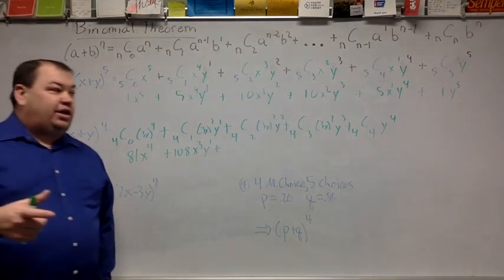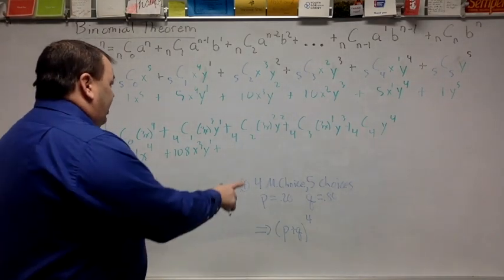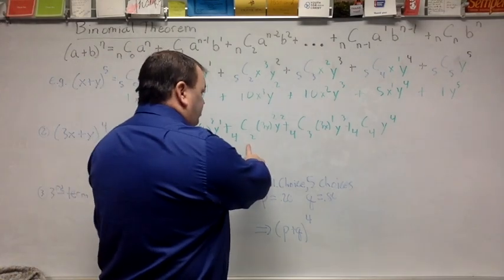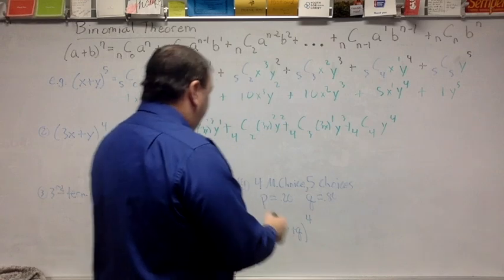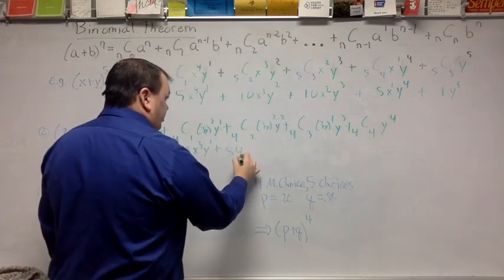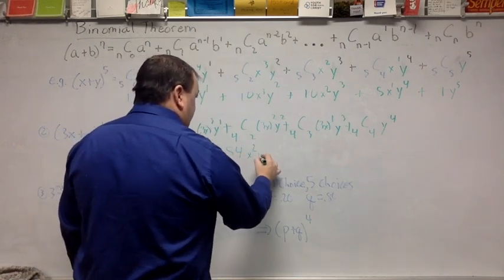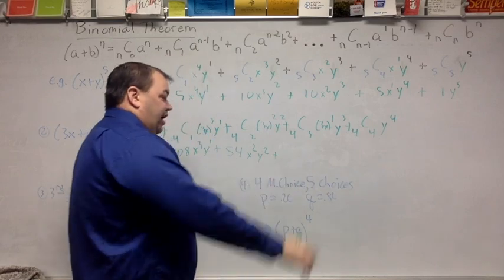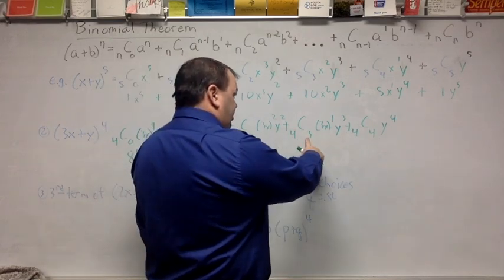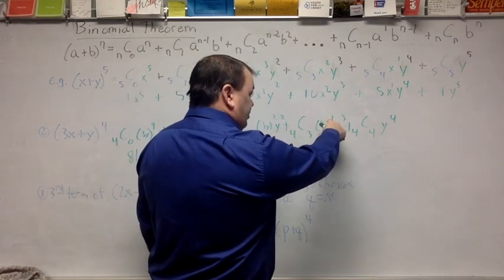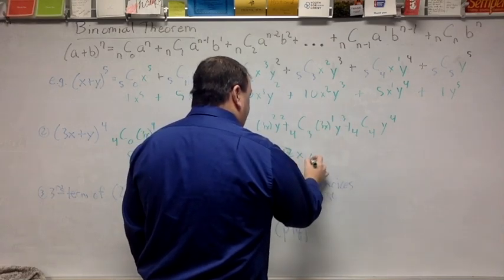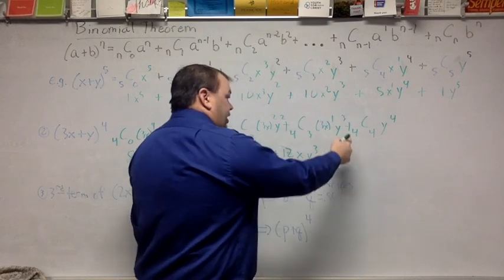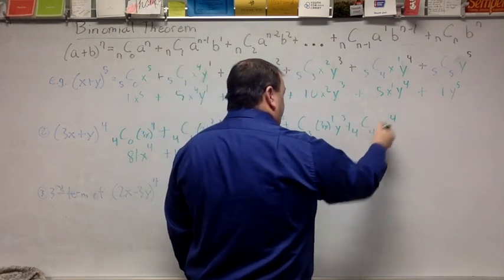So now I have 4 choose 2, and I've got a 3 squared that I need to multiply together, so I get a 54 x squared y squared. I've got a 4 choose 3, and I've got a 3 to the 1st, so I end up with a 12 x y cubed. And finally I have a 4 choose 4 and a y to the 4th.